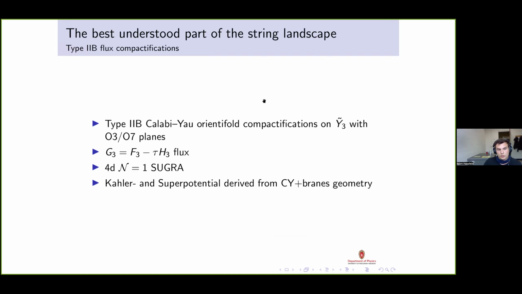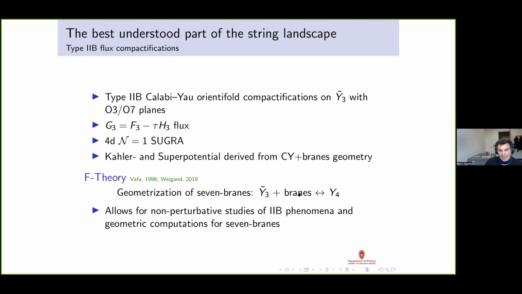on Calabi-Yau manifolds. And if you want to go to N=1 supersymmetry, we have to go to Calabi-Yau orientifolds. So we study type IIB string theory, pick a Calabi-Yau threefold, orientifold it such that there are O3 and O7 planes. We can put flux on it and arrive at a 4D N=1 supergravity theory, where the data of the supergravity theory is derived from the Calabi-Yau geometry and the branes that live in this space.